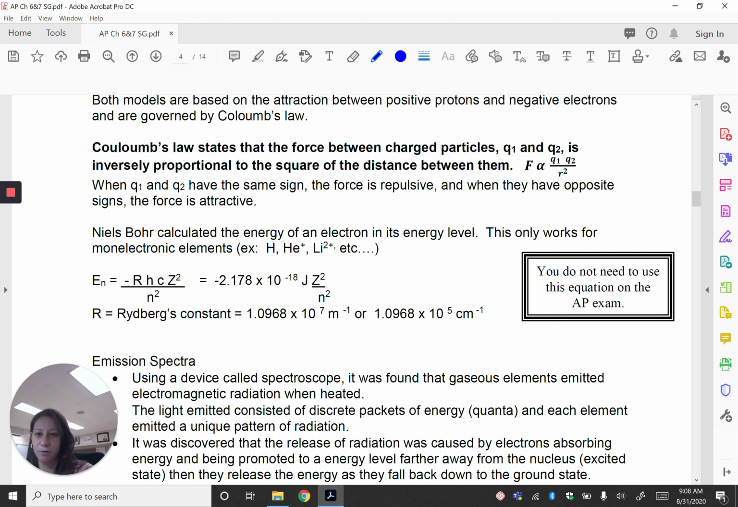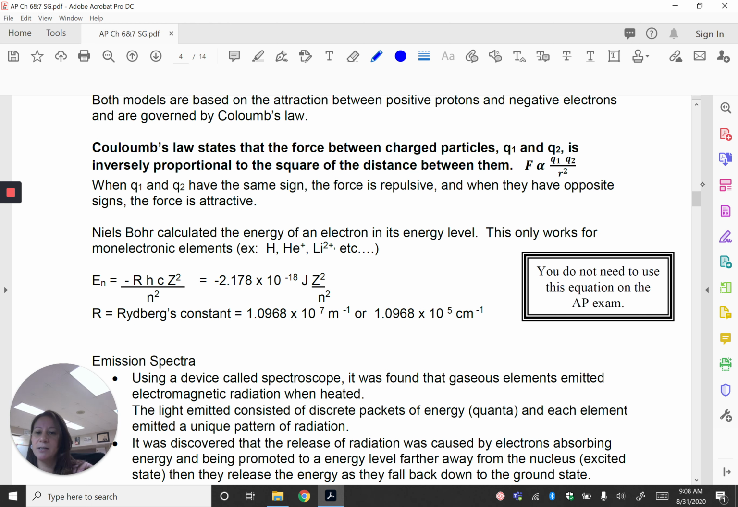Lowercase n is the energy level. Negative, that's because there's going to be an attraction, a net attraction, right? R is Rydberg's constant. h is Planck's constant. c is the speed of light, which is also a constant. And so if you combine those three constants, you get this constant. And then Z squared is the number of protons. Remember, Z is the nuclear charge, or the atomic number, so number of protons basically.